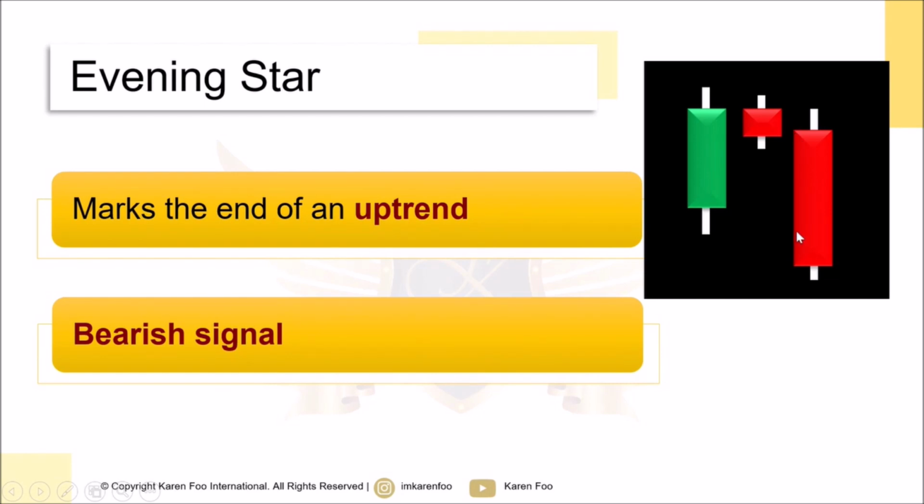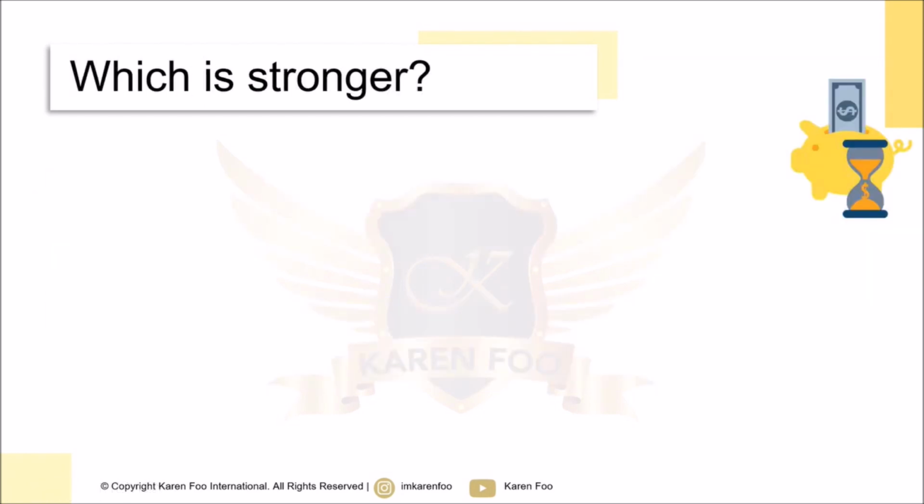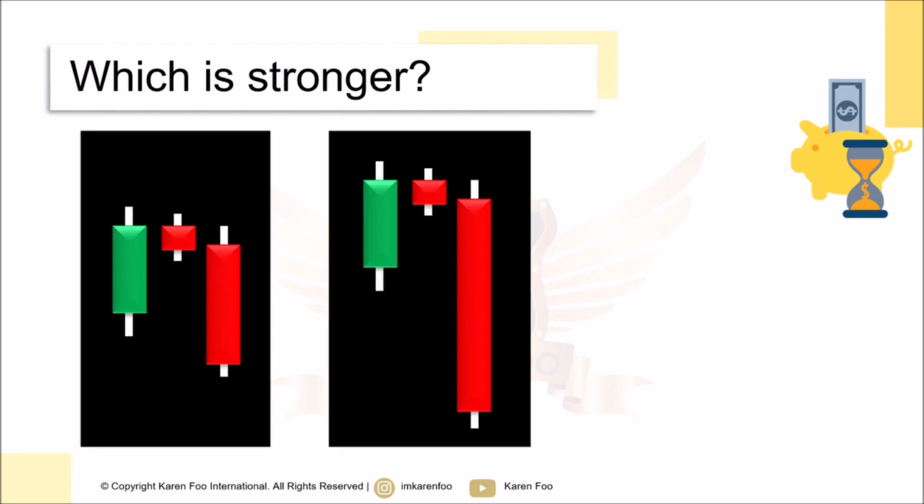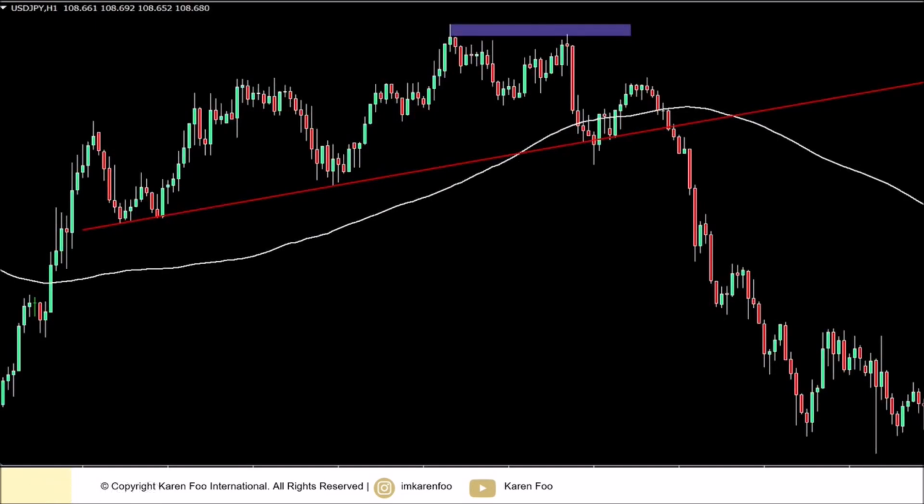Okay, so if I'm to ask you which pattern is stronger, the first pattern or the second pattern? So you need to understand that the larger the green candle and the larger the red candle, the more forceful the reversal is. And hence, out of these two, which one is stronger? Definitely the second one.